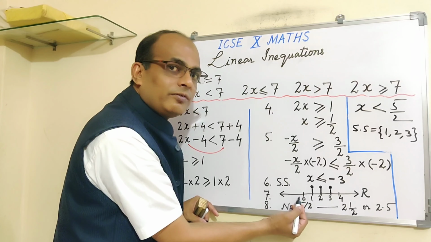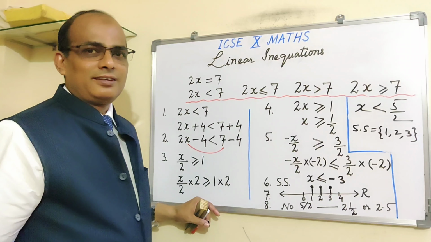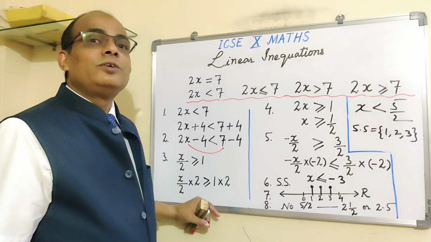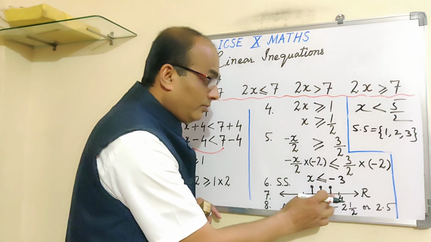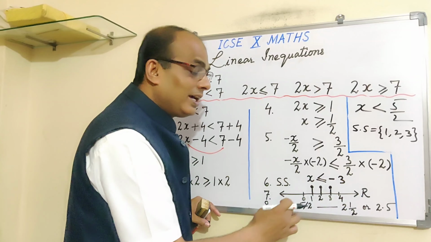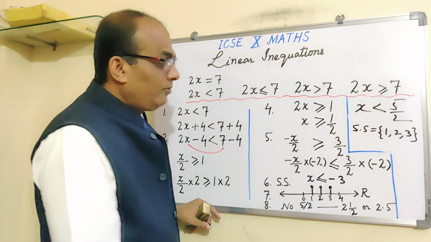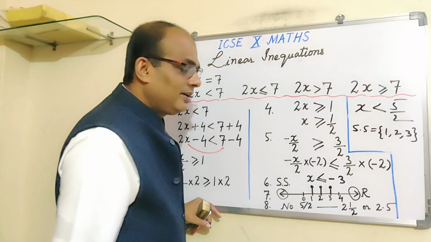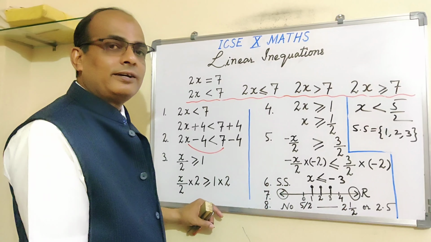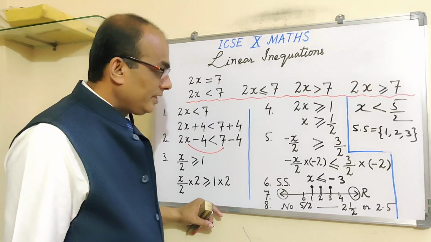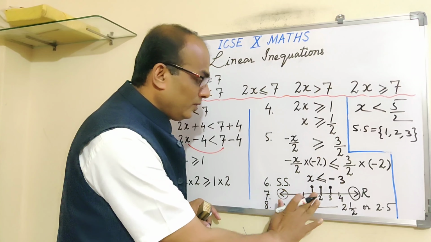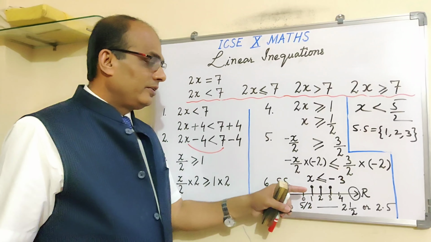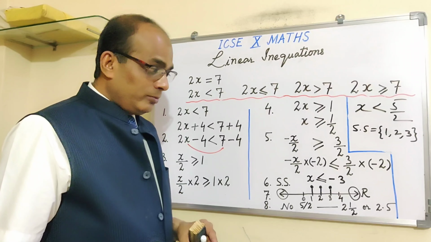It's very, very important. Very important means if you don't write it down, you lose marks. If you do not write down these extra numbers on either side, you lose a mark. If you do not show the arrowhead on either side, then also you lose this mark. Alright. Like that you can represent the solution set on the number line. There's one more important point.